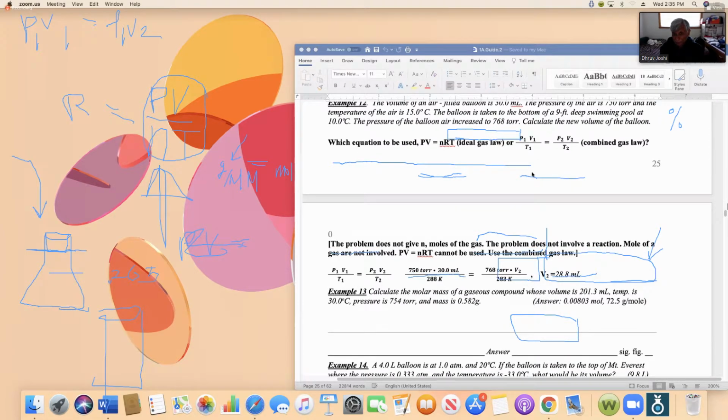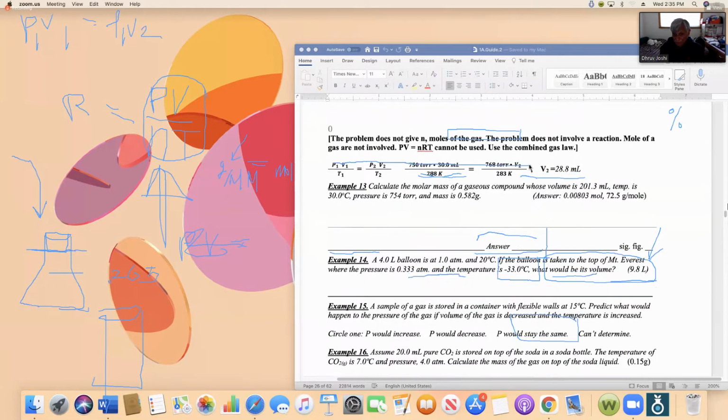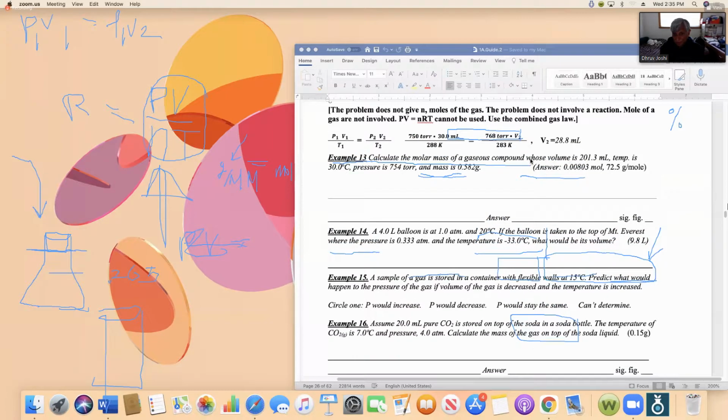Okay. Example 13. Calculate the molar mass of a gaseous compound whose volume is 201.3 milliliters, temperature is 30 degrees Celsius, pressure is this, and mass is 0.582 grams.